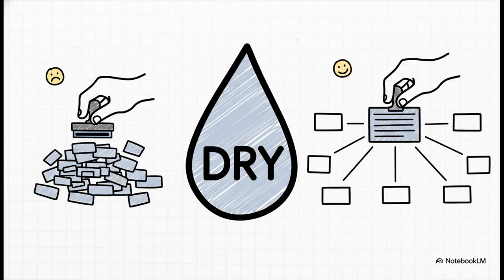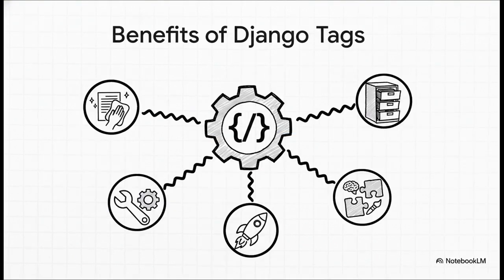Seriously, every single time you copy and paste code, you are creating a future headache for yourself. Django template tags are specifically designed to help you avoid that trap and write cleaner, better code right from the start. And the benefits are huge.